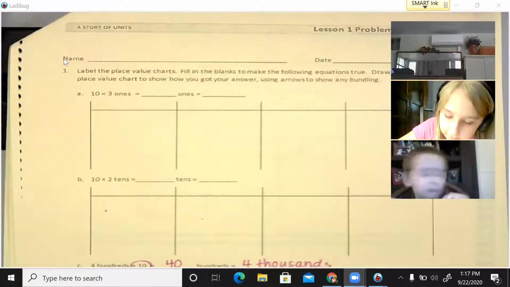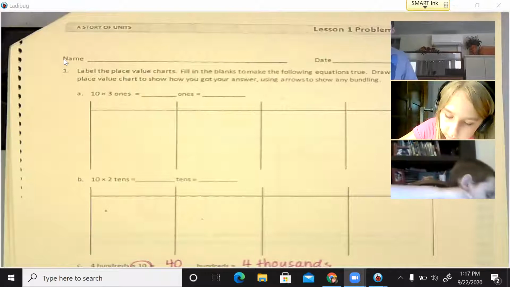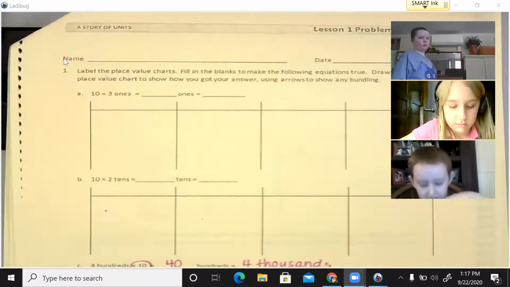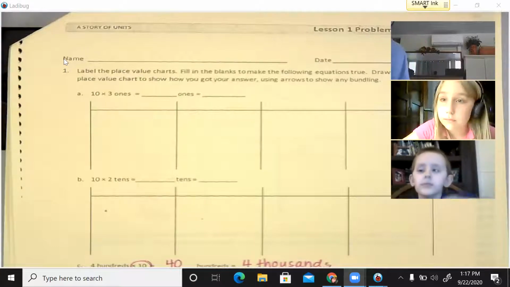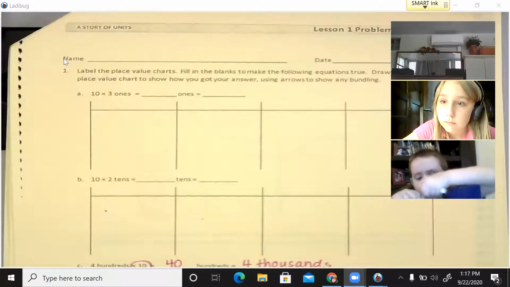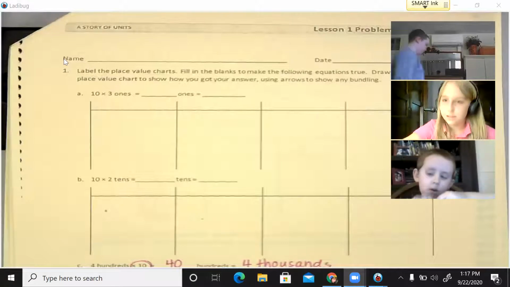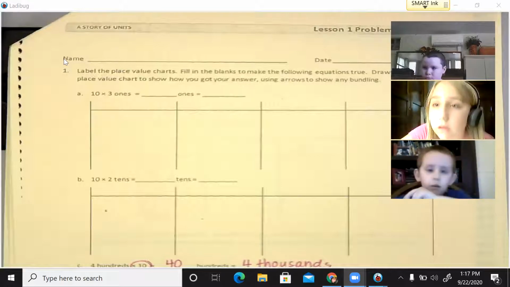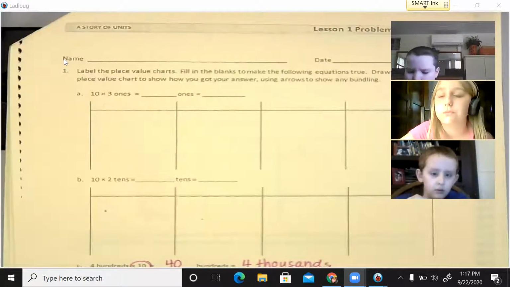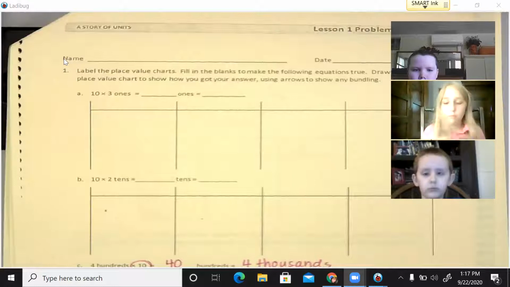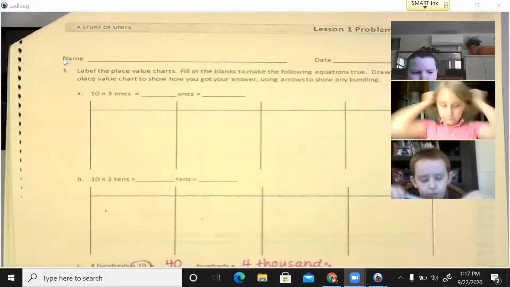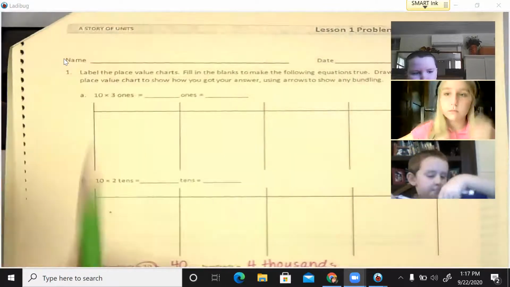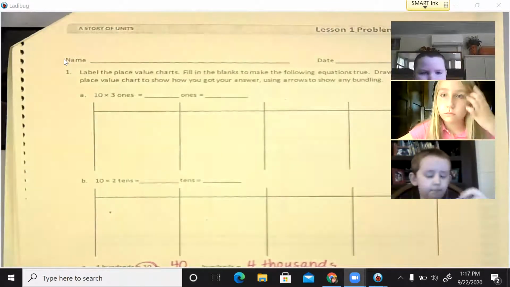Okay, so number one, we have 10 times 3 ones. So who remembers, what are we going to do first? If you just read it to us, what's the first thing that we're going to do before we start drawing anything? Anyone can unmute themselves and tell me. What do we want to do first? Sophia, read it to us in the directions. Okay, it says label the place value charts. So that's what we're going to do first.